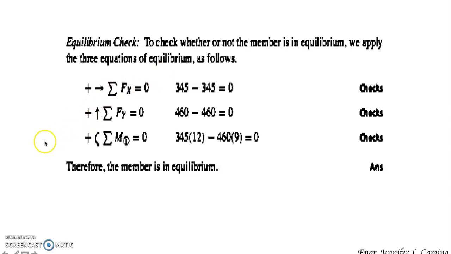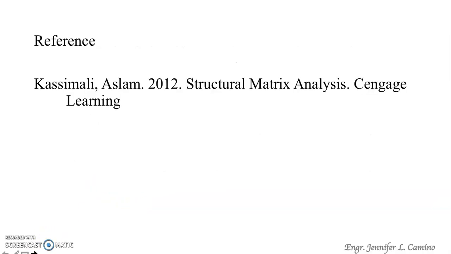To check this, you simply have to make use of the three equations of equilibrium: summation of x forces equal to 0, summation of y forces equal to 0, and summation of moment equal to 0 for member 2. Upon checking, all of those are equal to 0, so meaning to say the member is in equilibrium. So meaning to say member 2 is in equilibrium. So that ends our discussion for coordinate transformation.